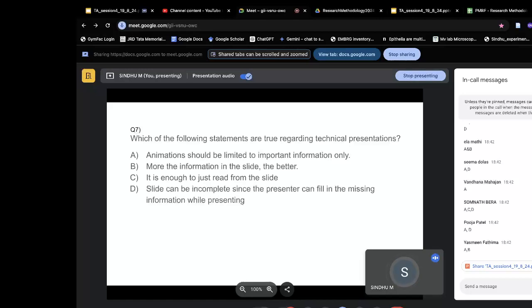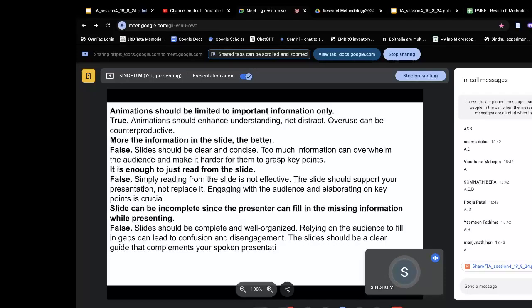So this question is about presenting our work through a PowerPoint or any kind of presentation. So option A, animation should be limited to important information. That is correct, because if we use too much animation, then the audience may be confused. Option B, more information in the slide the better. If there is more information in the slide, then once again the audience will be confused.